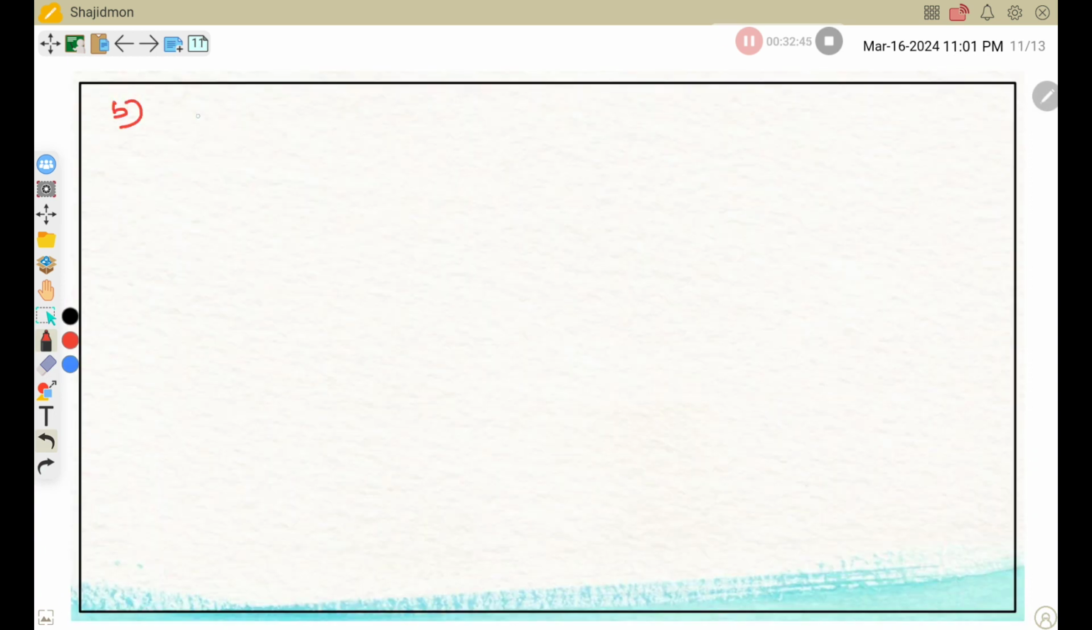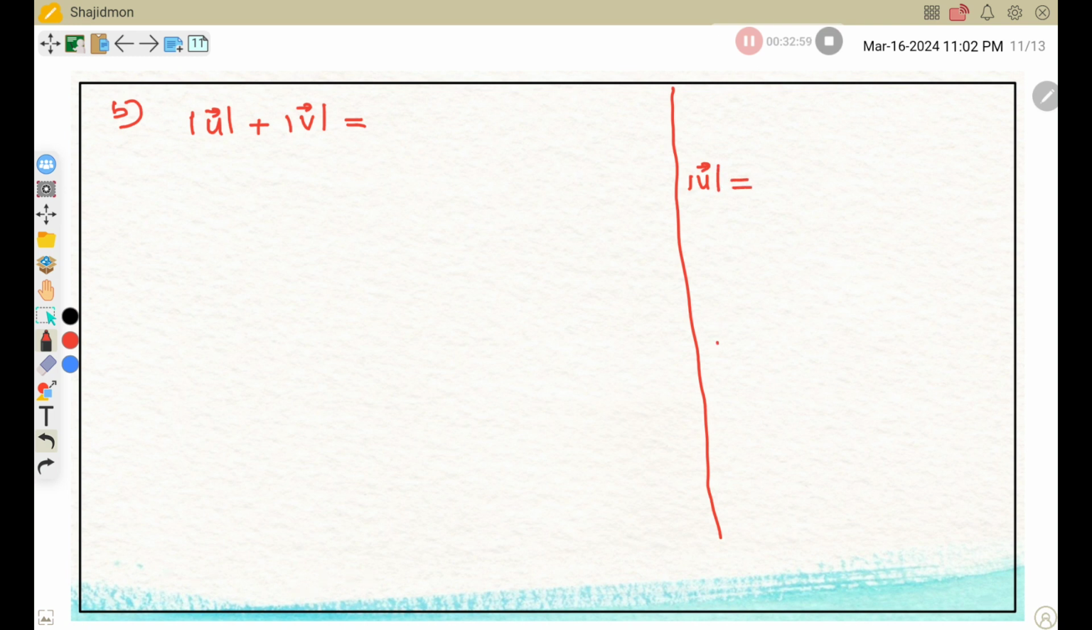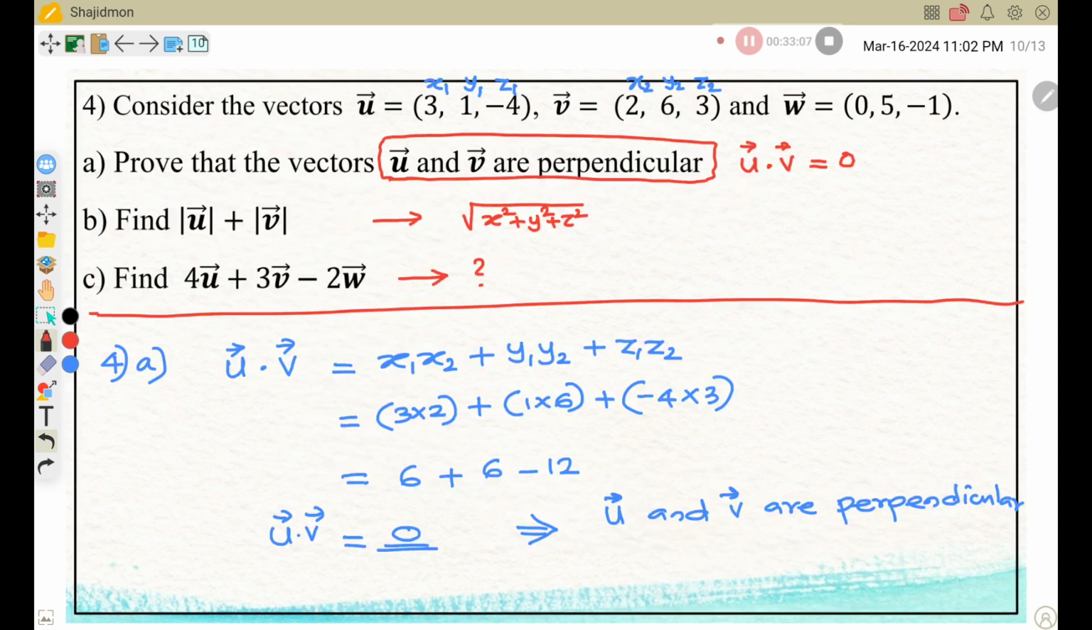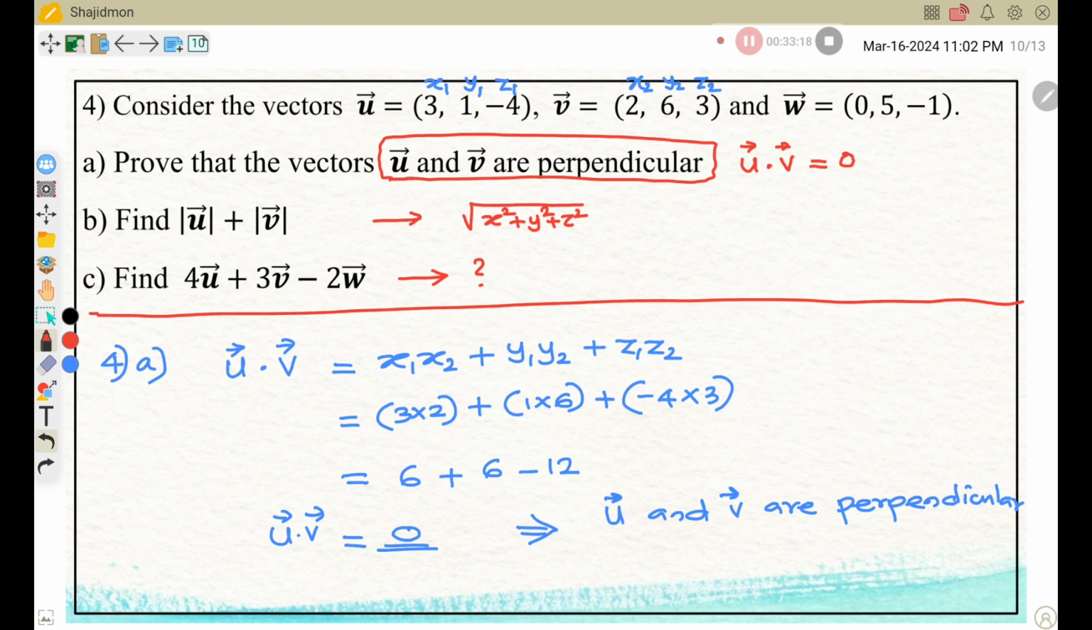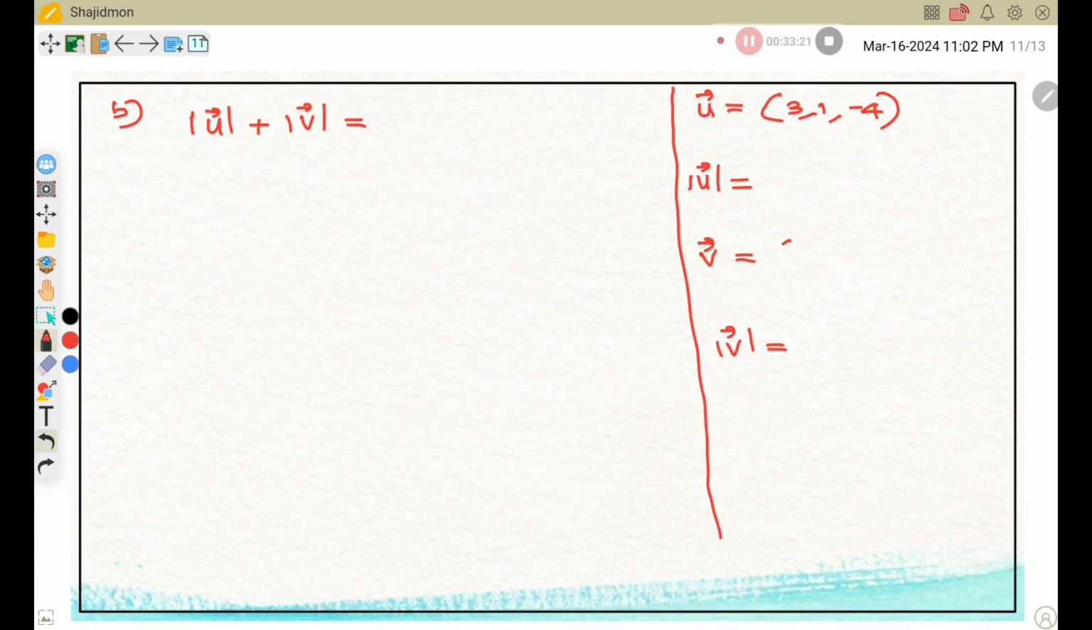For part B, we need to find the magnitude of vector u plus the magnitude of vector v. First, what is the magnitude of vector u, then the magnitude of vector v. I can do this on this side. What is the u vector given in the question? Vector u equals (3, 1, -4). What is vector v? Vector v is (2, 6, 3).